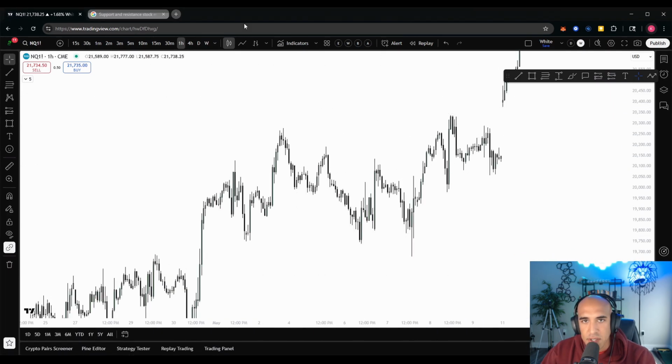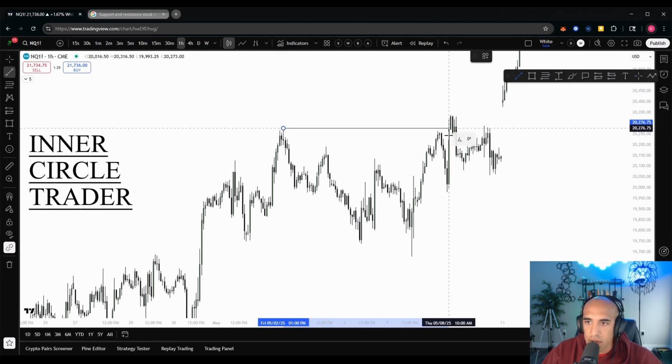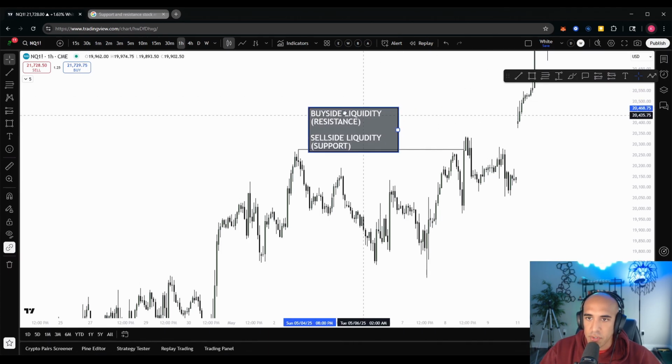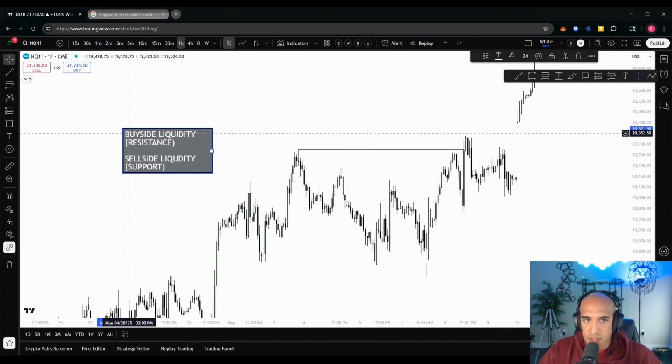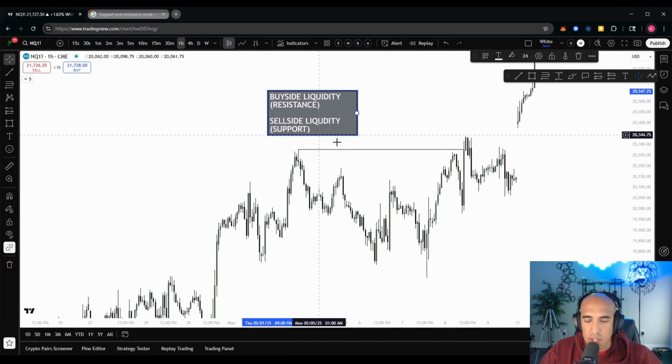Now, since I'm an ICT trader, and if you don't know what ICT is, that's fine. But ICT, you may hear the term around the internet known as buy side liquidity or sell side liquidity. In other words, buy side liquidity is going to be your resistance. Sell side is going to be your support. Now, why am I talking about different terms here? Why am I introducing new terms? I'm not. This is just another way to say it. The reason why I'm showing you this is because the concept of liquidity is what you need to focus on.